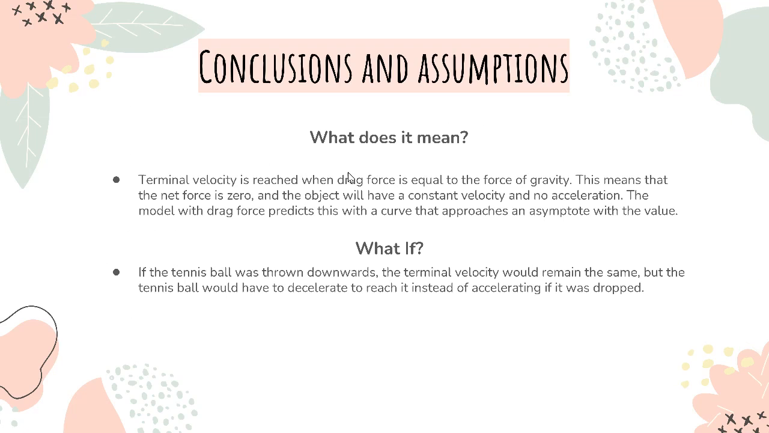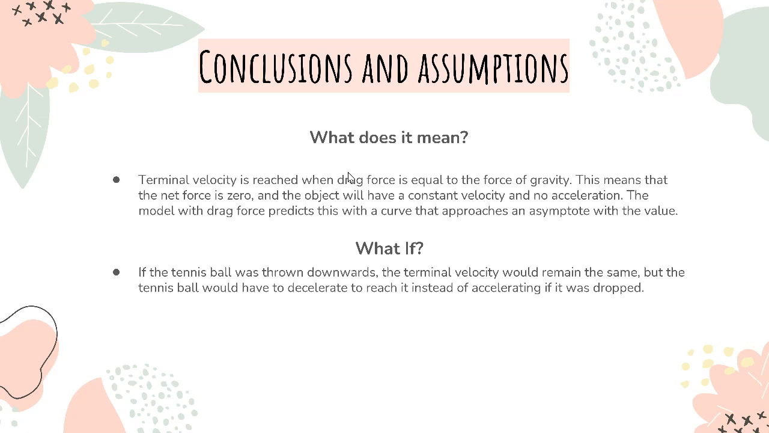And then here are conclusions and assumptions. So what does it mean? Terminal velocity is the maximum speed that an object can attain while falling through a fluid, which is air in this case. Terminal velocity is reached when drag force is equal to the force of gravity. This means that the net force is 0 and the object will have a constant velocity and no acceleration.